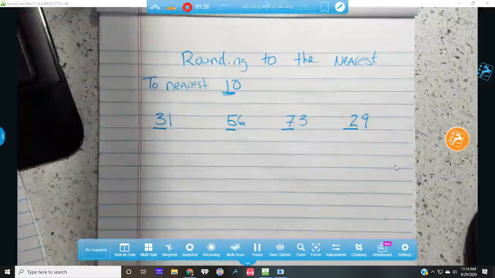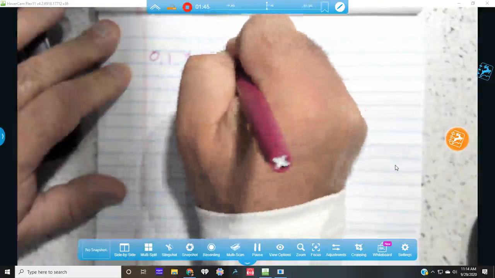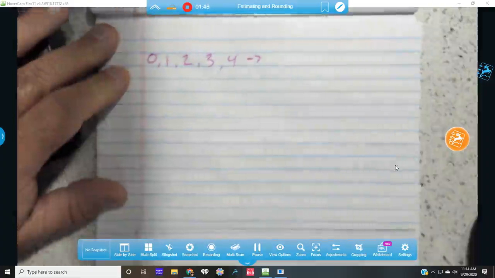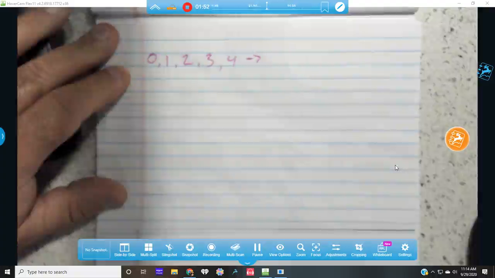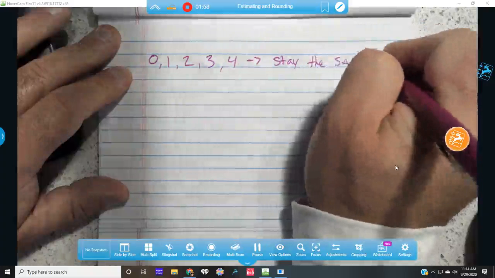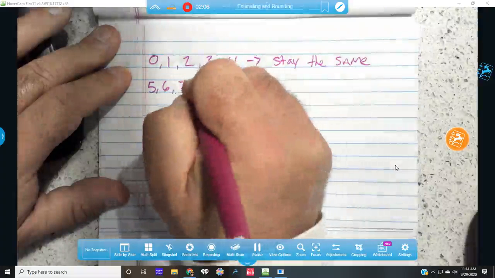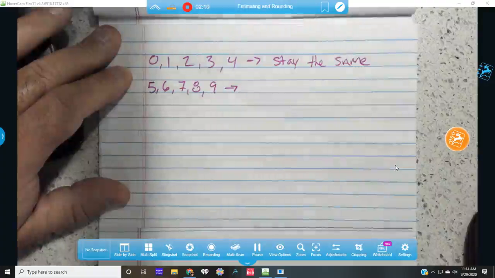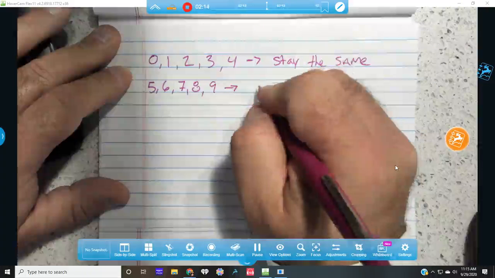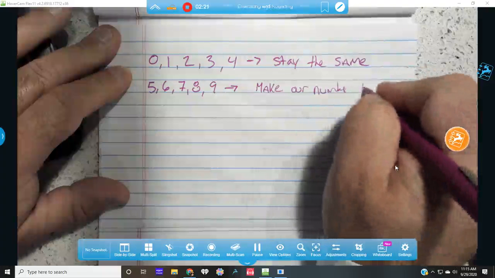Now, when we talk about estimating, we have a few numbers that are important. We have the numbers 0, 1, 2, 3, and 4. If this is the number we're looking at, it's going to make our rounding number stay the same. Now, we also have 5, 6, 7, 8, and 9. These numbers are going to make our estimated number grow. So this is going to make our number bigger.